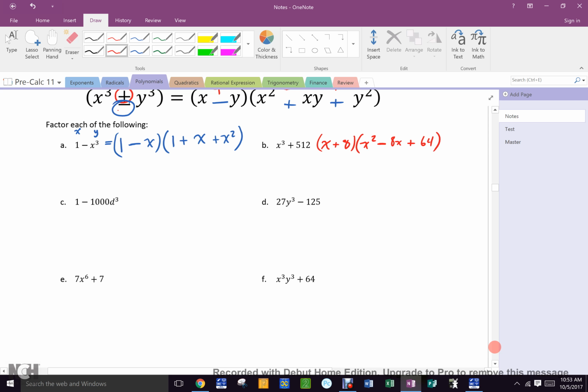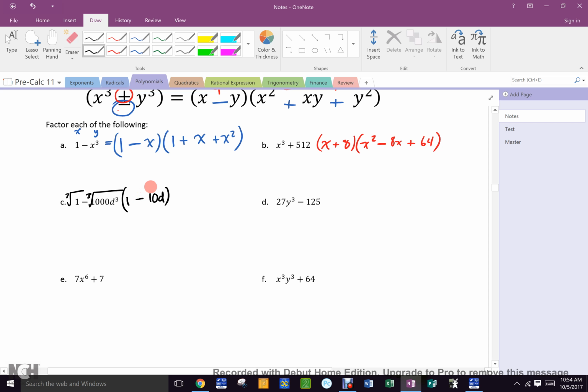All right, so what is my X and Y here? 1 minus what? This is where it gets a little tricky. 10D. Was everybody able to get the first part? Does everybody know why? Because that is the cube root of 1 and the cube root of 1000D cubed. Everybody cool? Everybody's good? All right.